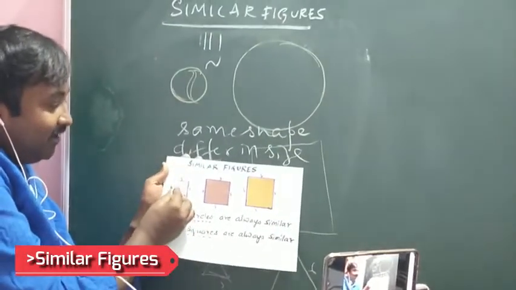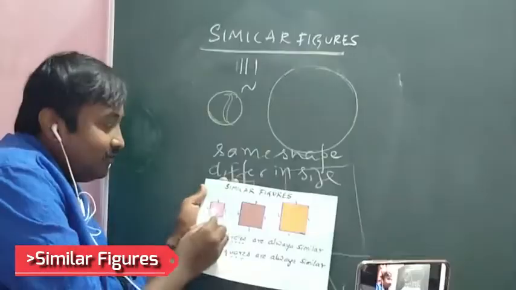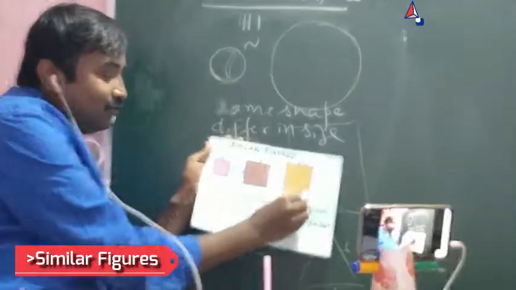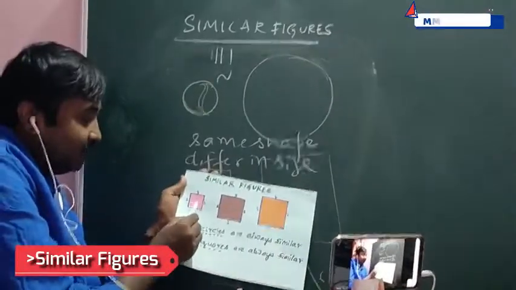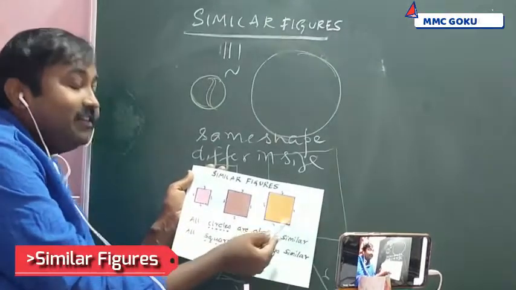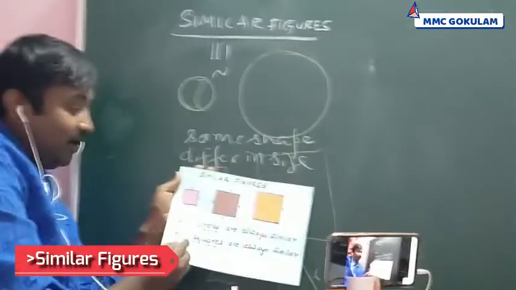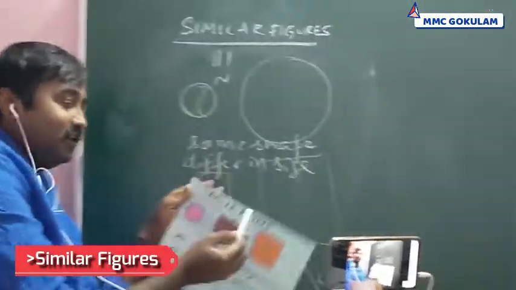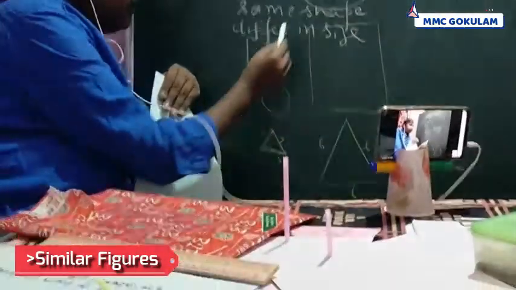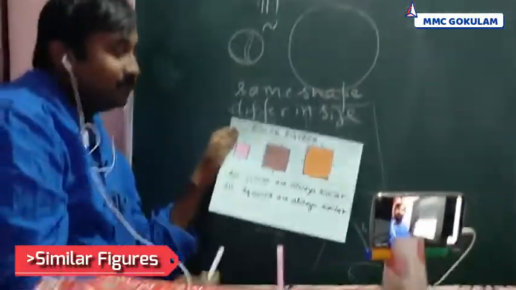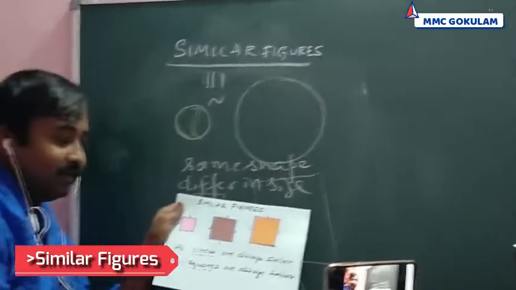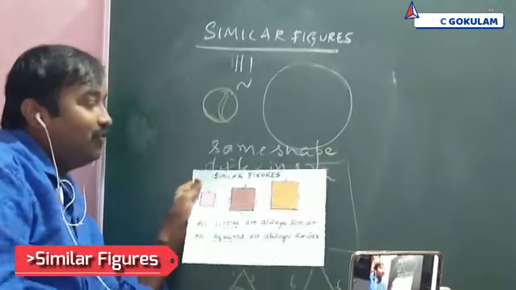Here a square having a side 3 cm, a square having a side 5 cm, a square having a side 4 cm, and all sides are equal. That means here 3 cm, here 5 cm, and 4 cm. And what about the angles? All angles are 90 degrees, but sides vary. And one more point, all circles are always similar. You draw a circle, bigger circles, smaller circles. And all squares are always similar. You draw the squares, they are similar. So what is the condition for similarity?